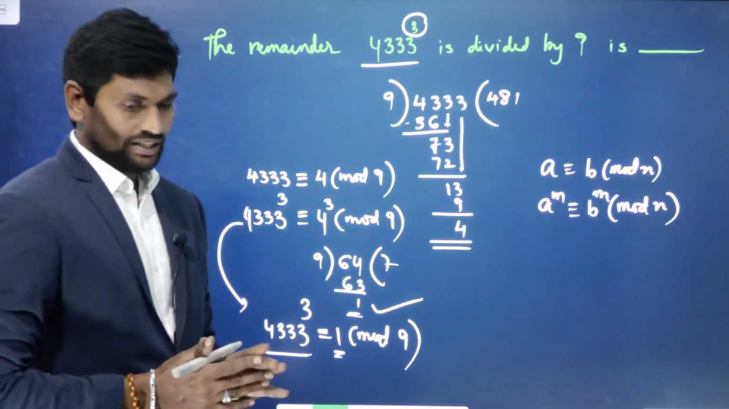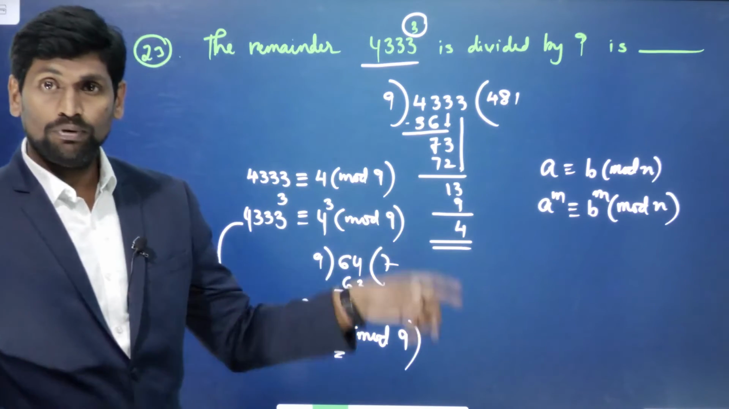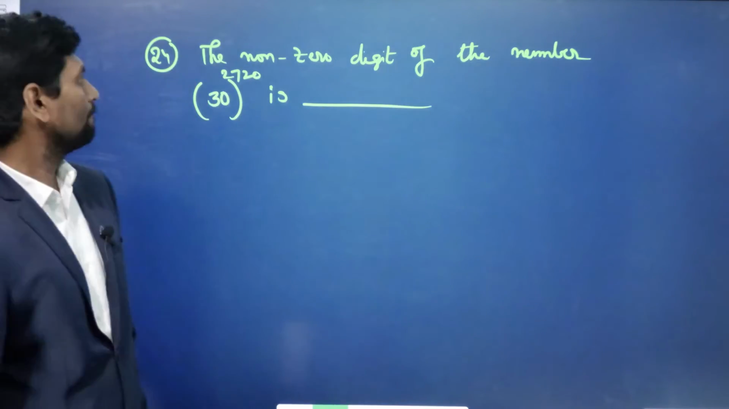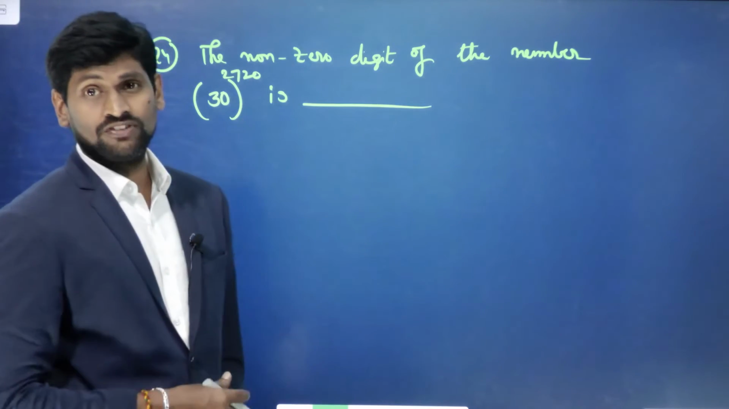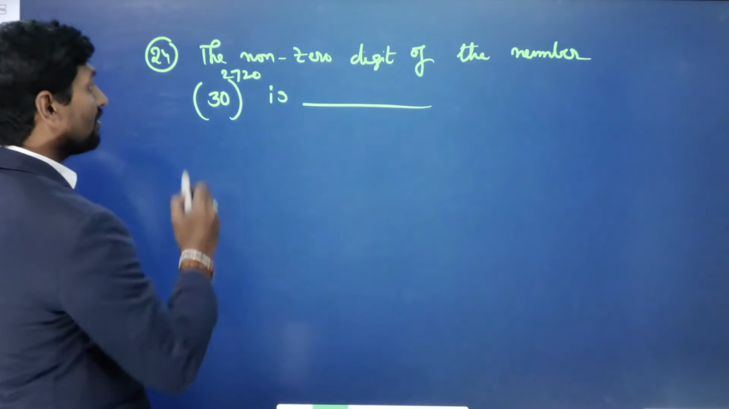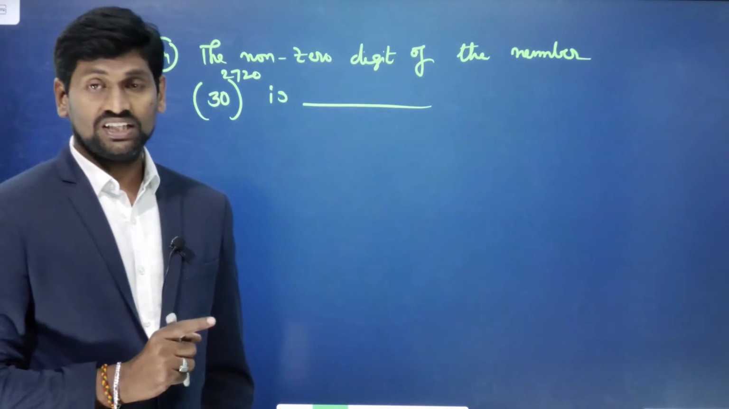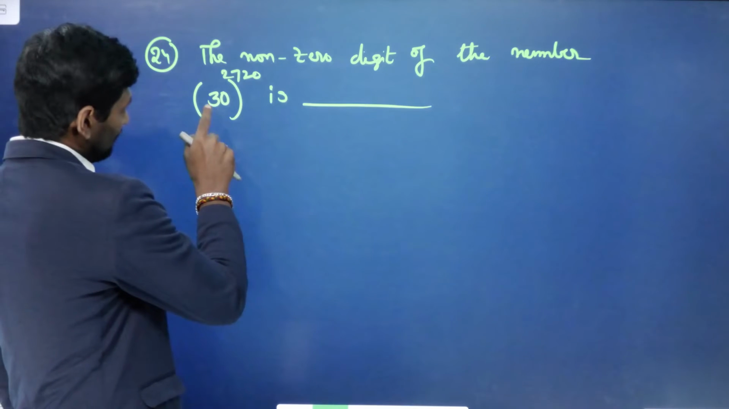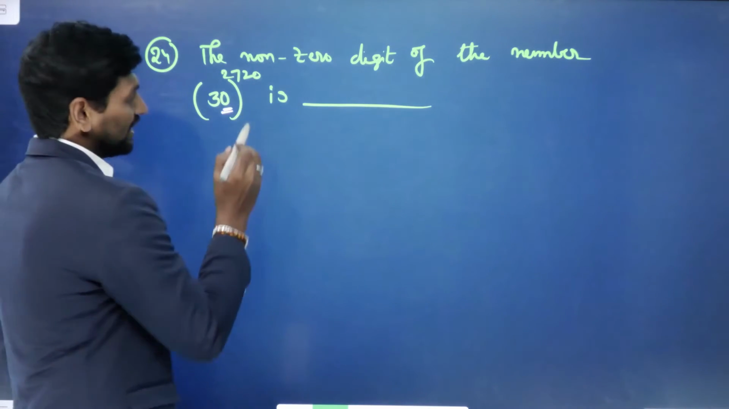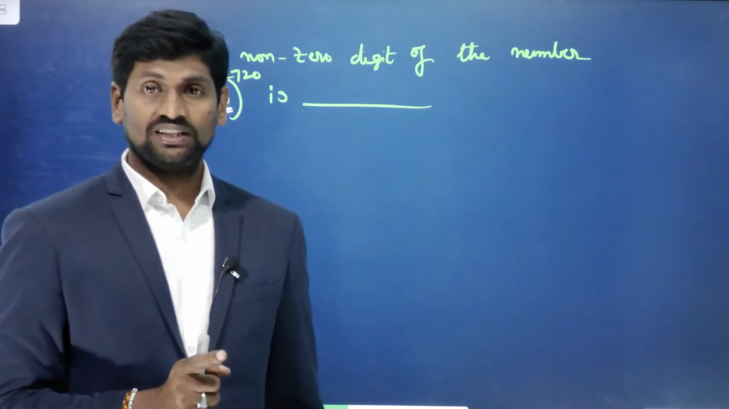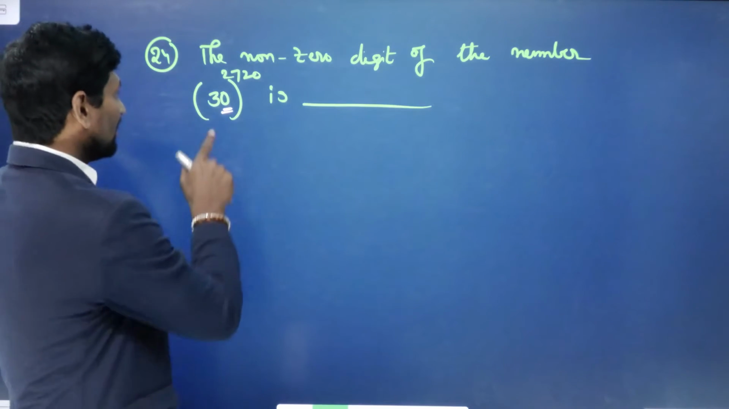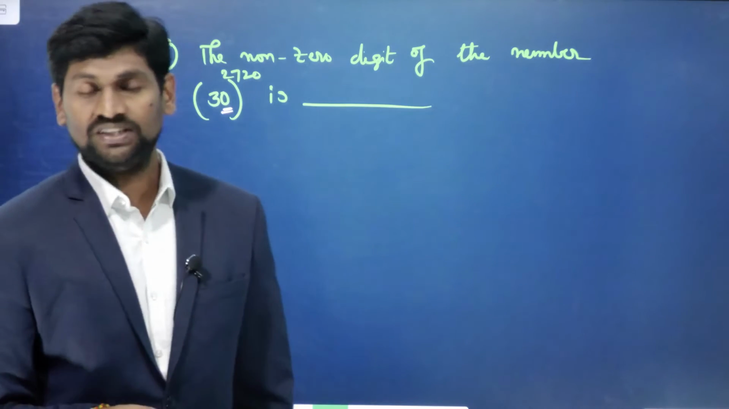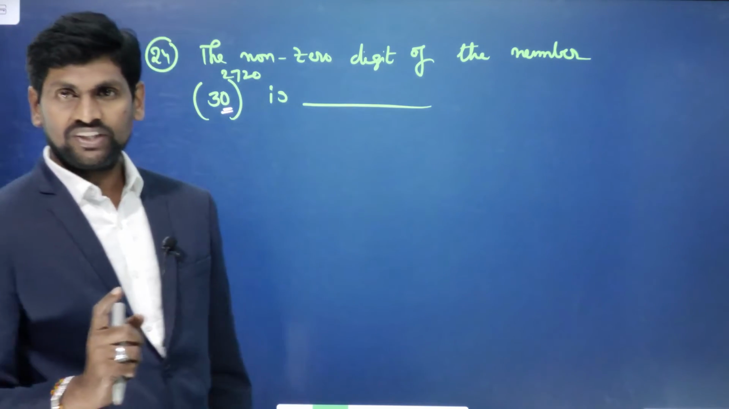Okay, let us go to the next problem. See here, the non-zero digit of the number 30 power 2720. Non-zero digit we want. Here, not exactly the units place digit is needed. Units place digit means here 0 power, that means in the place of 0, if some other number is presenting, we can directly identify the non-zero number.